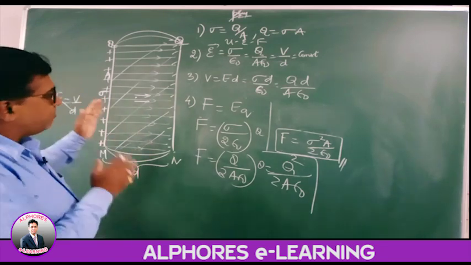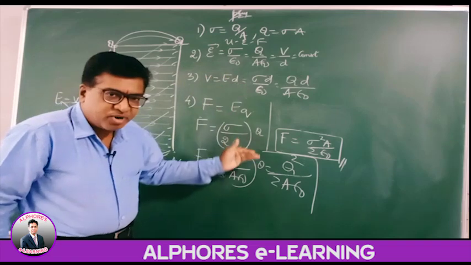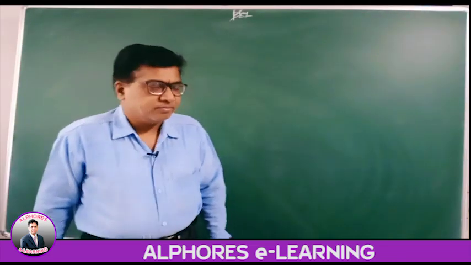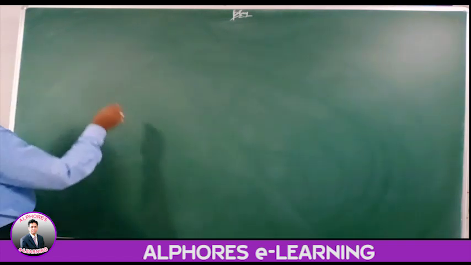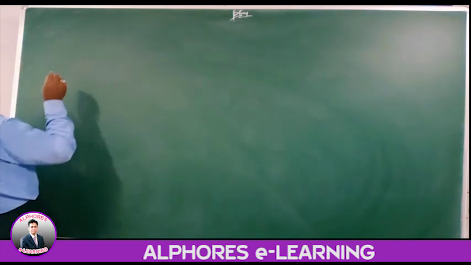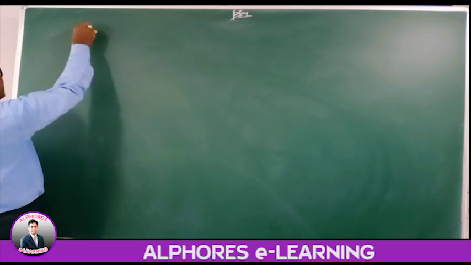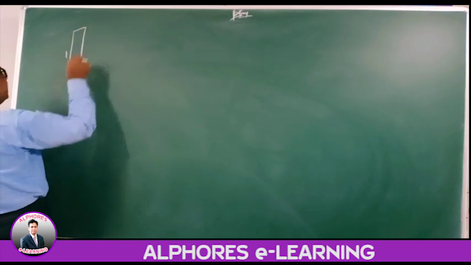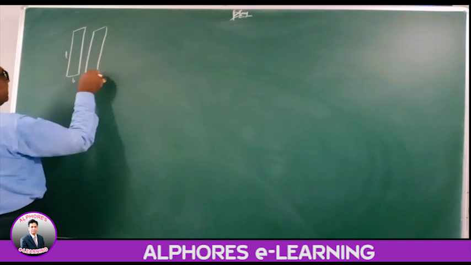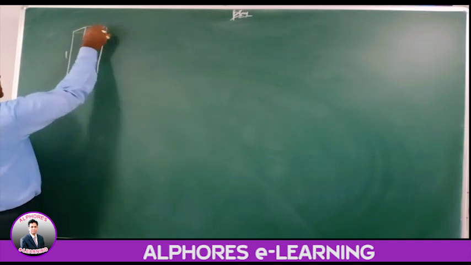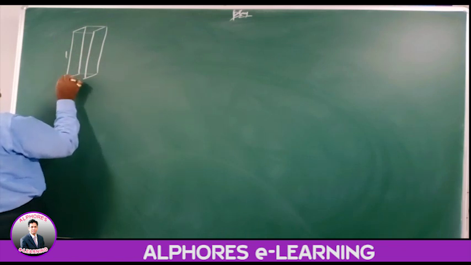So regarding the parallel plate capacitor, these are the important things that can be noted. Now, suppose I consider different parallel plate capacitors. Suppose a parallel plate capacitor is made up of rectangular plates of length L, breadth B. The separation between the plates is D.